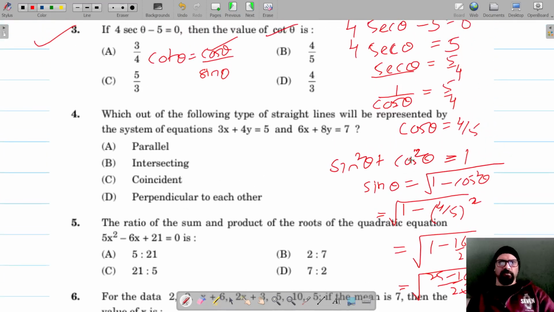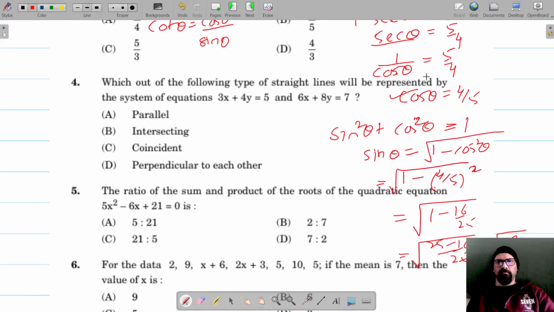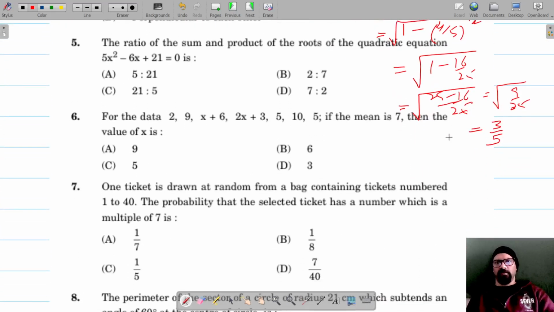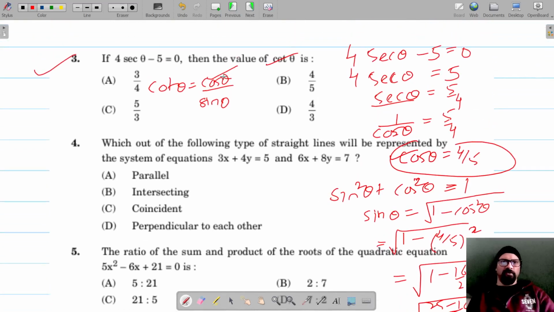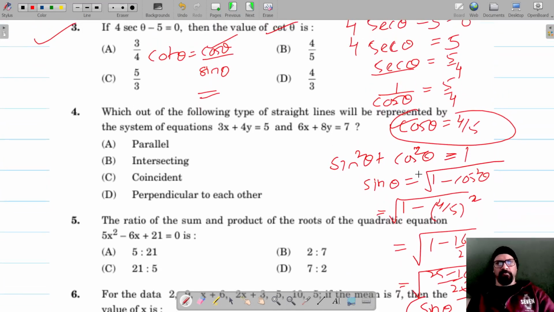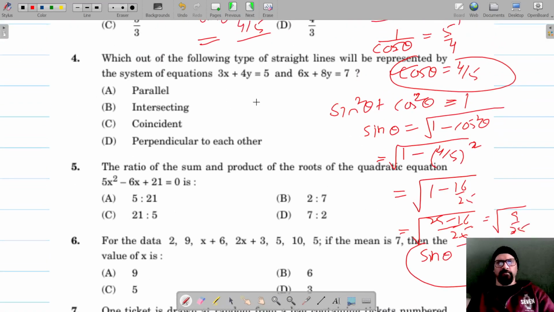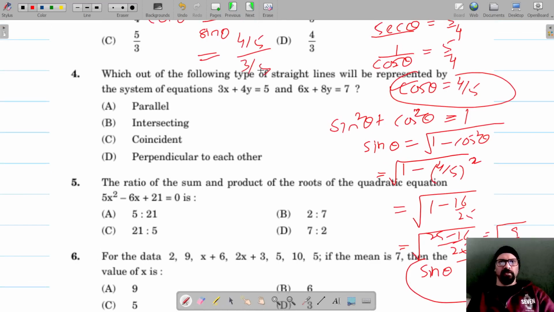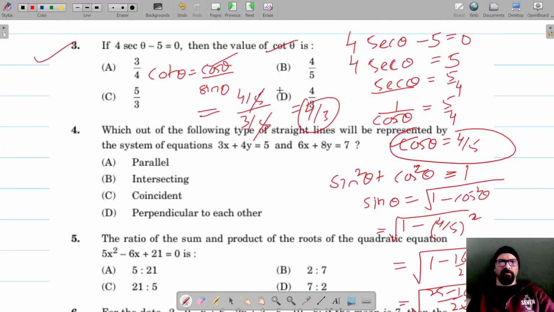Okay, sine theta is equal to 3 by 5, cos theta is equal to 4 by 5. So let's find out cot theta. Cot theta is equal to cos upon sine. So this is 4 by 5 divided by 3 by 5, which is equal to 4 by 3. So 4 by 3, that is option D, is the correct answer for question number 3.